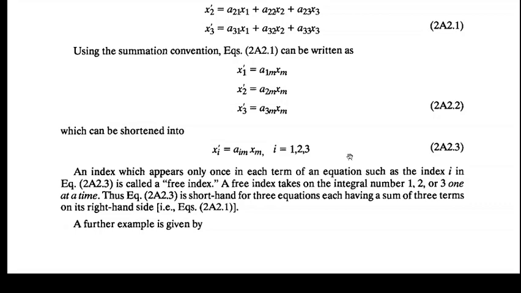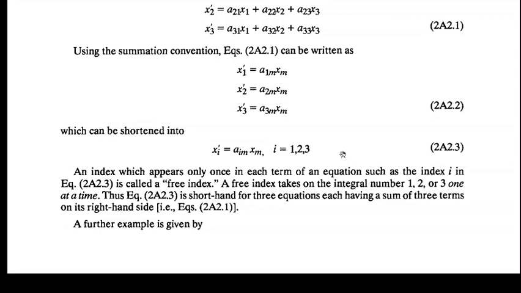And similarly as a dummy index, you can have more than one dummy index in one equation. Similarly, you can have more than one free index in one equation. How? If you have x'_ij equals a_ijm x_m, you can see that ij is appearing in one term and also ij is appearing in the second term in the equation.